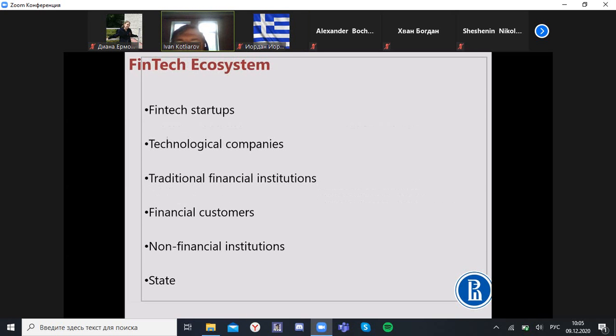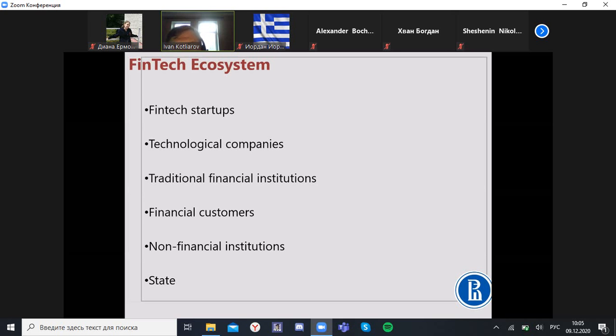Ladies and gentlemen, let's go back to digital finance in general. What is the FinTech ecosystem? It is a complex of different companies, organizations, and institutions which support the existence of this digital finance. What is the composition of this FinTech ecosystem? I will give you just a list. Each point in this list will be discussed further. Now, please just try to remember this composition.